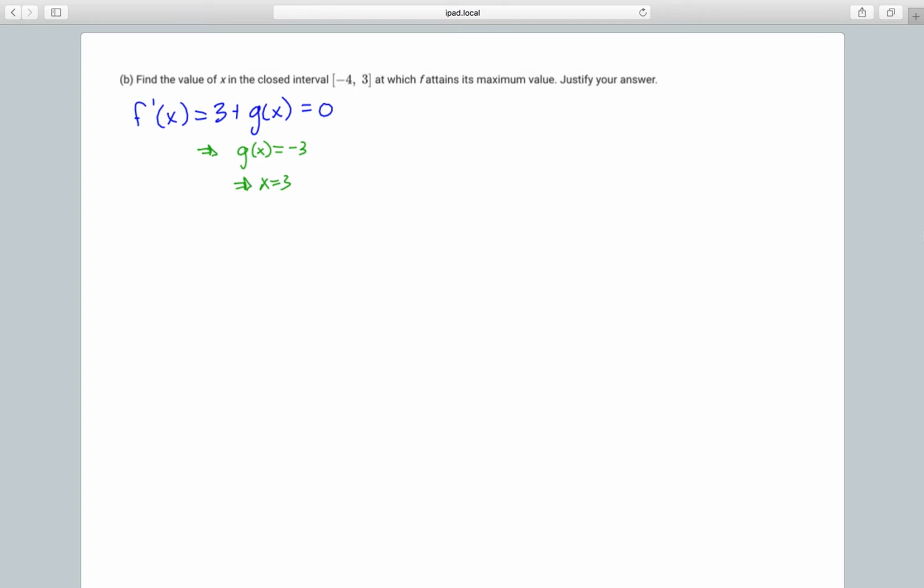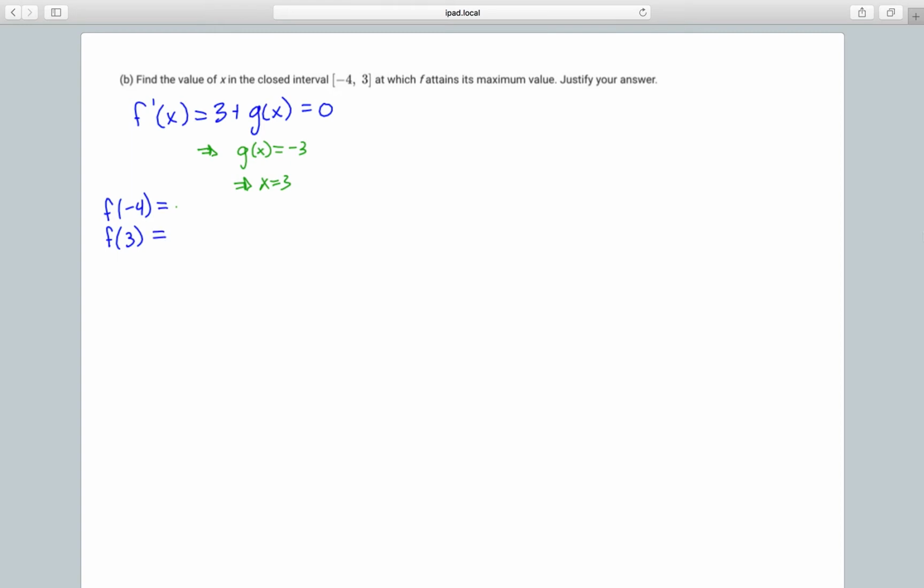So if I'm trying to find a maximum value on a closed interval, I'm just going to use my extreme value theorem, which says the absolute maximum can occur at the endpoint, so f of negative 4, or a critical value, f of 3. Well, our critical value happens to also be the endpoint of our interval, so we're just going to look at these 2 points.